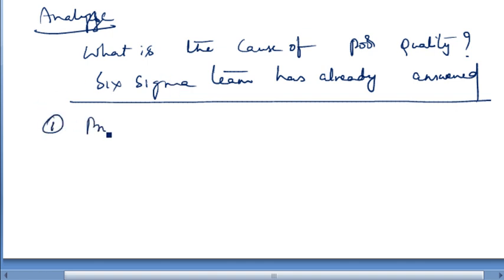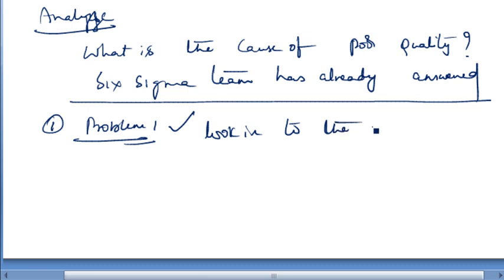First of all, problem 1. What is the first problem? Assembly line workers, you please look into the question. Look at the question document, either in digital format or in physical format, whatever. Look at the question, guys. Don't look at the solution. Look at the question now.